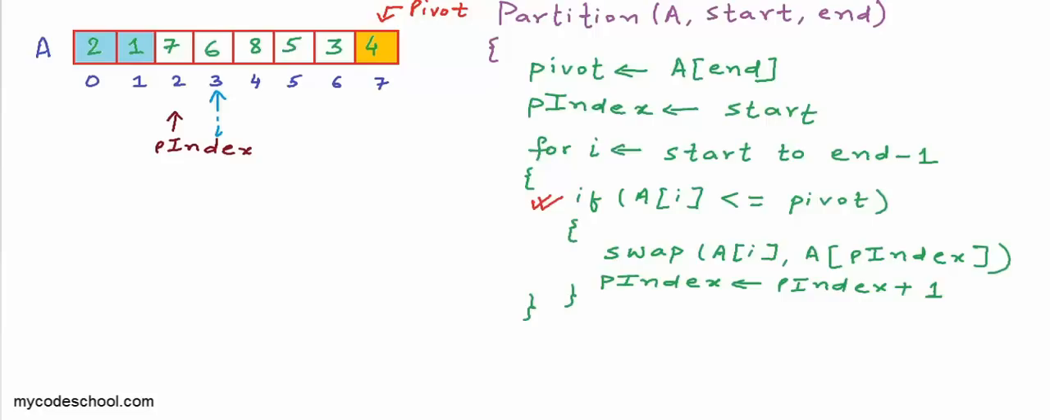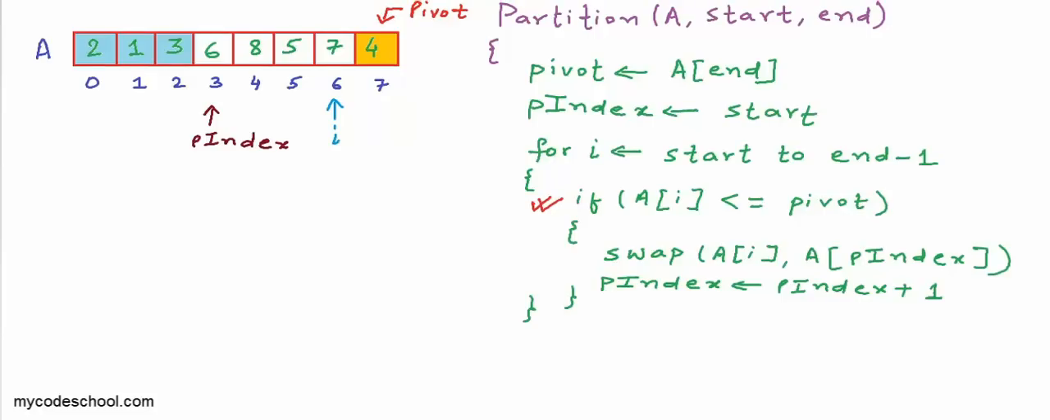6 is greater than 4. So we will simply move. 8 once again is greater than 4. I will now be 5, and the element at index 5 is also greater than 4. So we will go to index 6. 3 is lesser than 4, so we need a swap here. And now p index at this stage will be 3, and now we will exit the for loop.